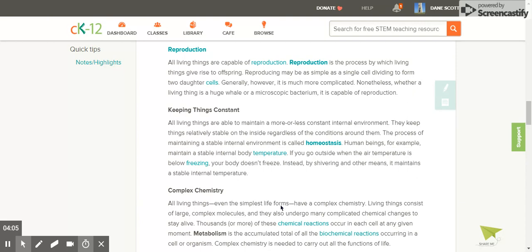All living things are able to maintain a more or less constant internal environment. They keep things relatively stable on the inside regardless of the conditions around them. The process of maintaining a stable internal environment is called homeostasis. Human beings, for example, maintain a stable internal body temperature. If you go outside when the air temperature is below freezing, your body doesn't freeze. Instead, by shivering and other means, it maintains a stable internal temperature. Likewise, if you go out and it's very, very warm, your body will keep itself at a constant temperature by sweating.